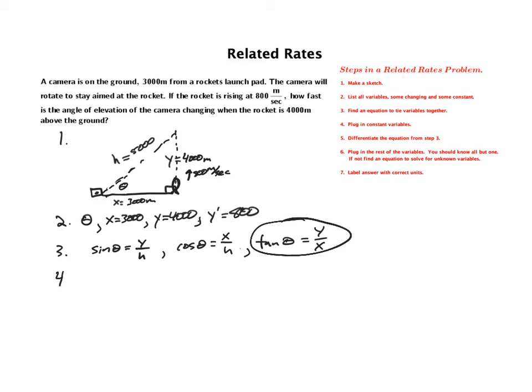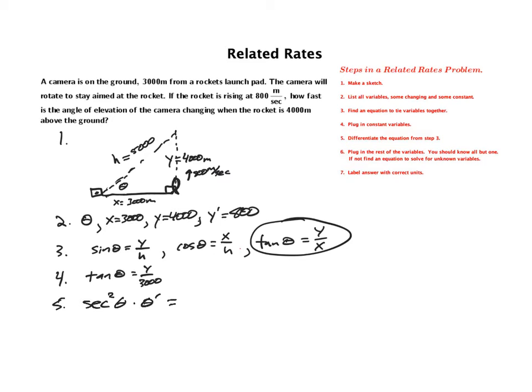And we'll plug in our constant variable. Tangent of theta is going to be y over x, which is 3,000. X is a constant in this problem. Next, we'll differentiate our equation. The derivative of tangent is secant squared theta times theta prime.